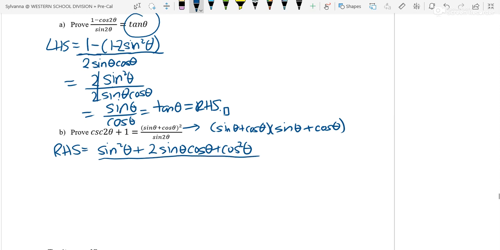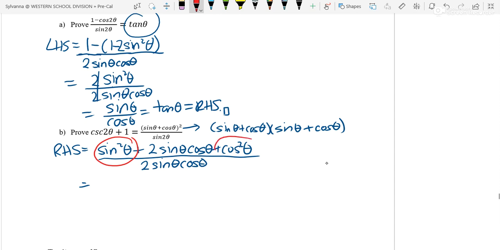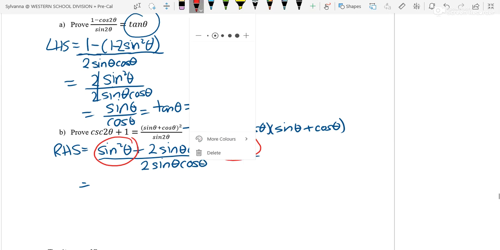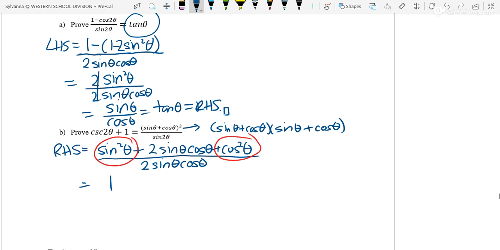And then my denominator, I can change that already, sine 2 theta. There's only one identity for that one, which is 2 sine theta cos theta. Okay. Well, take a look at this. Sine squared theta and cos squared theta. Doesn't that sound like a familiar identity to you? It should, because sine squared theta plus cos squared theta is 1. That was from a previous identity from before. So then we can replace that with a 1 instead. And we have plus 2 sine theta cos theta.